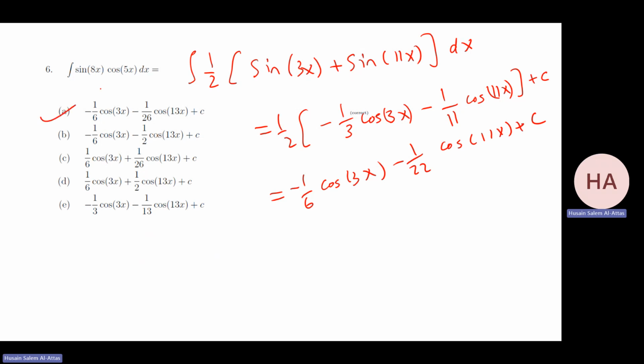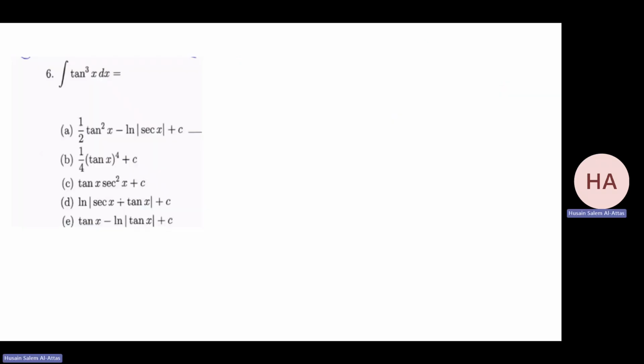Minus 1 over, the sum is 13. What's this? 8 plus 5 is 13, not 11. So that will be 13 over 13. So that will be 1 over 26 cosine 13x. 5 plus 8 is 13.